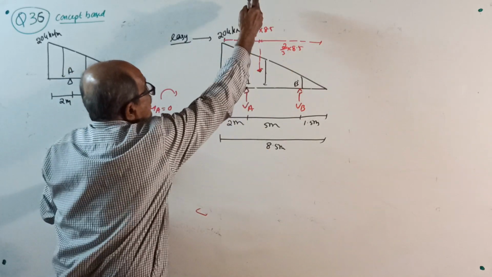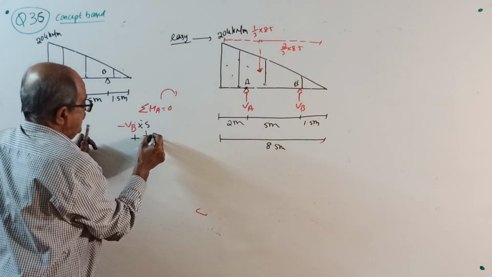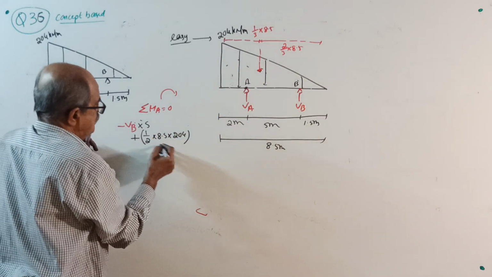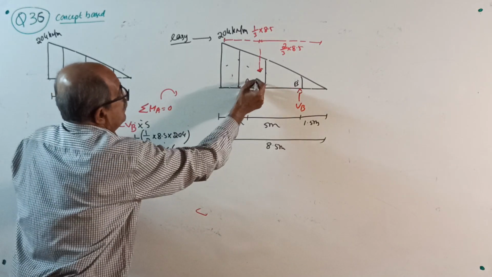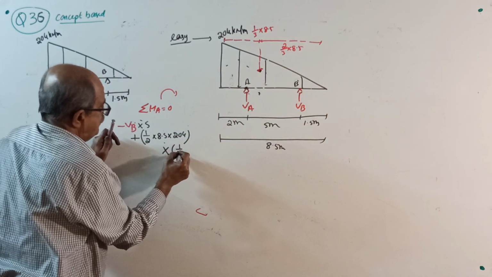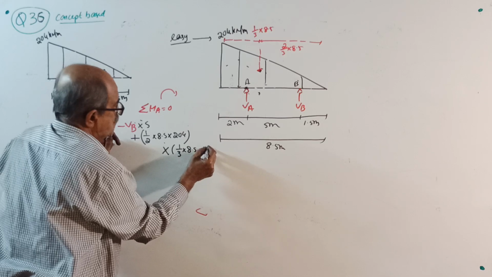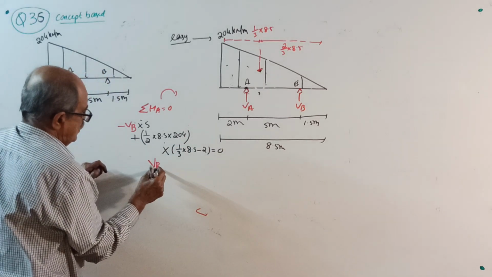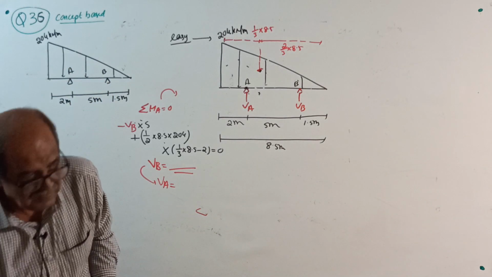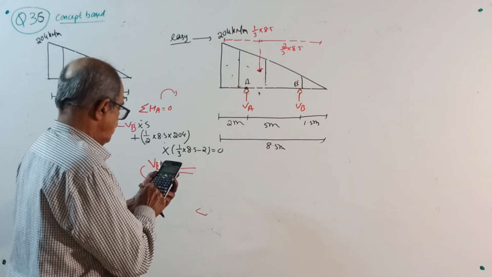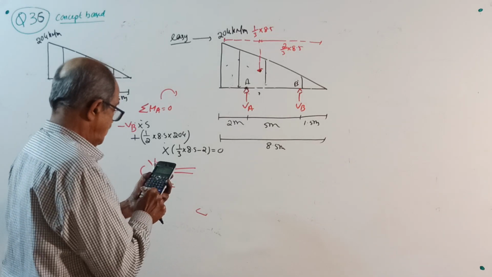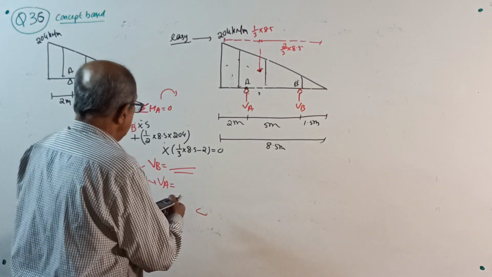Therefore, directly, the total load half into 8.5 into 204, into the moment arm about A, which is 1/3 of 8.5 minus 2, equal to 0. You get the value of VB. Then you get the value of VA. I explained so much. Half into 8.5 into 204 into bracket 8.5 by 3 minus 2 is 722.5 kilonewton.